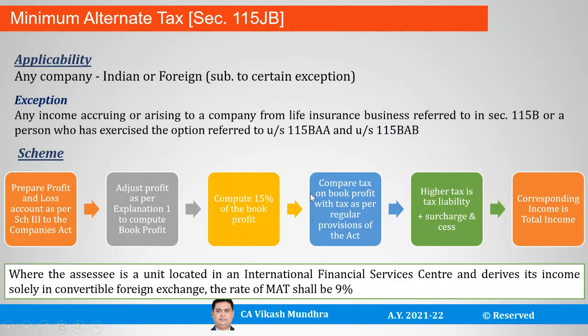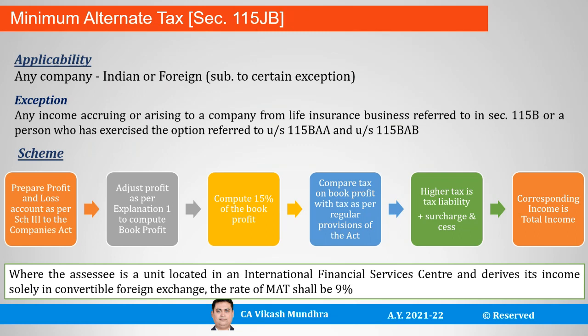Got it? Now, what is the scheme? First of all, a company is required to prepare the profit and loss statement as per Schedule 3 of the Companies Act. Schedule 3 is applicable to each and every company, barring a few specific companies like insurance, electricity, and banking, where a special regulation is available. If the company is engaged in banking, electricity, or insurance business, then the PL should be prepared as per the respective act applicable to that company. If the company is not engaged in this type of business, then the PL should be prepared as per Schedule 3 of the Companies Act 2013.